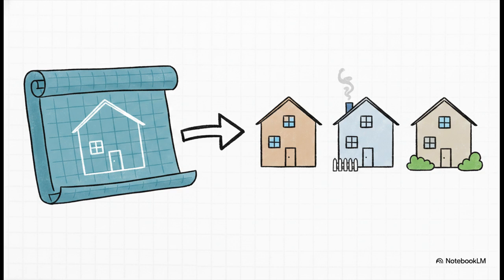The blueprint itself isn't a house, right? You can't live in it. It just defines the attributes and the behaviors. The object, however, is the actual physical house built from that blueprint. And the real beauty here is that you can build many unique house objects from that one single blueprint class.